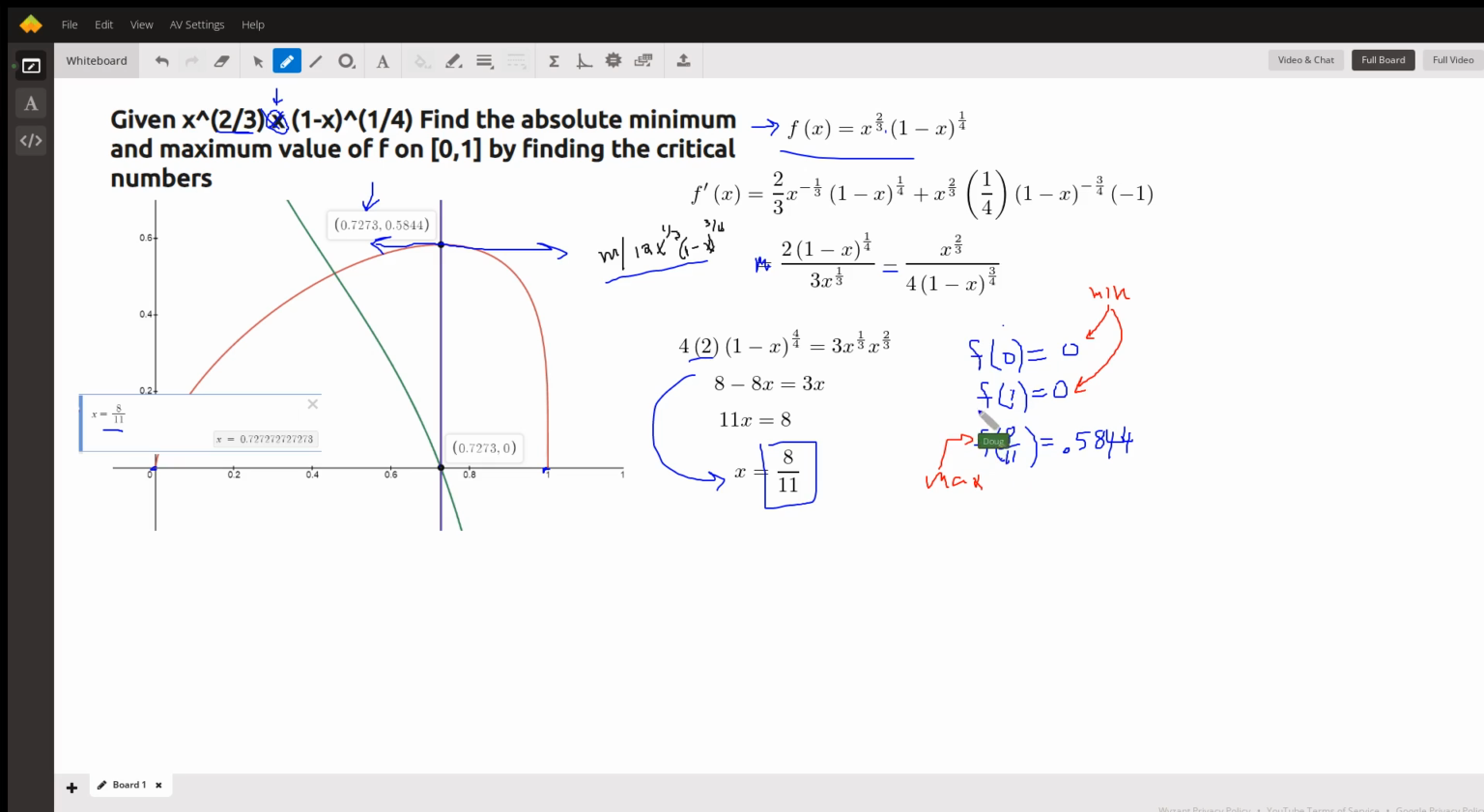So the absolute minimum occurs, again, at both endpoints of the interval, and the absolute max occurs where x is 8/11, a value of 0.5844 approximately. If you want to put 8/11 into the original function, you've got to take the cube root of 8/11 and square it and multiply that by the fourth root of 3/11, which would be an exact value if you wanted to write it that way.